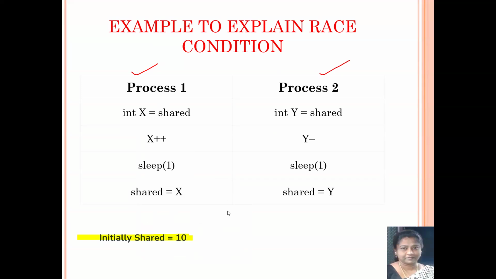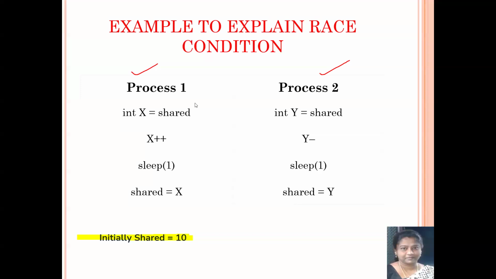Now I have the code for process P1 here, and the code for process P2 here. Look at the code for process P1. In X, I'm storing the value of shared. Then I'm incrementing X. Then X enters a sleep mode. Then the value of X is stored in shared. Similar statements are given in P2, except that the Y variable is decremented instead of incremented. The final value of Y is stored in shared. So this is the code of P1 and P2.